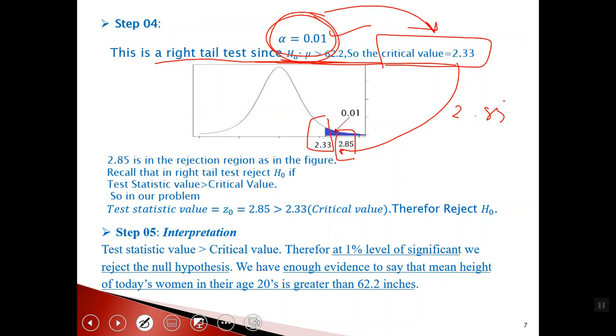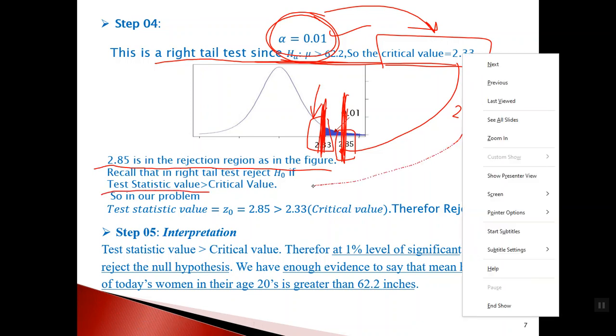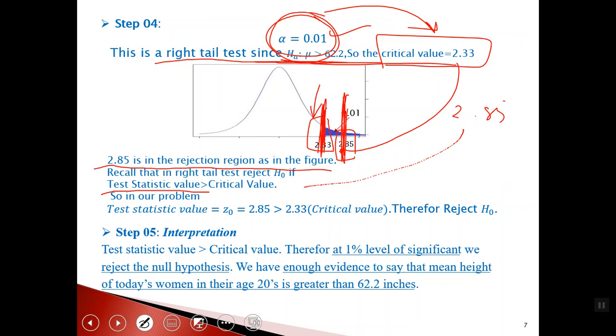See, your critical value based on your alpha value is here, and your calculated value is somewhere here. So now what? Your calculated value is inside the rejection region. So 2.85 is in the rejection region as in the figure, which means your test statistic value, your calculated value, is greater than your critical value. So what do we have to do? Reject H naught.